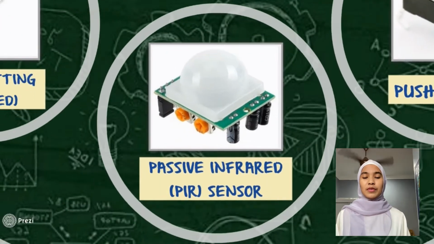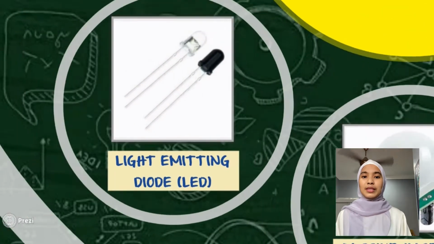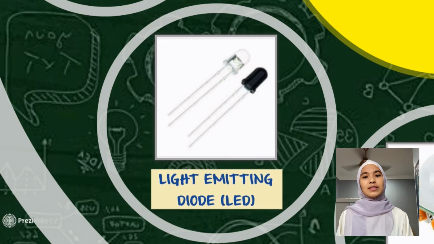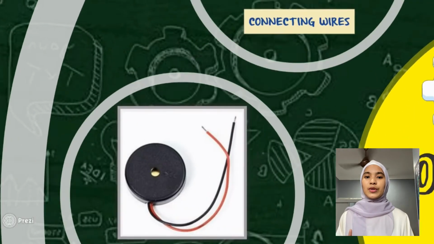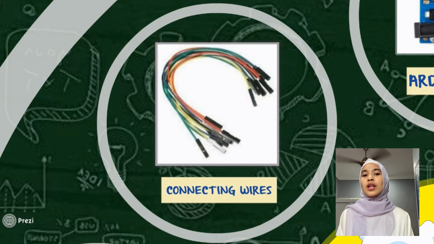Next, we have passive infrared or PIR sensor to detect motion. Light emitting diode or LED. For this system, we only use green and blue LED, where the green LED will light on when the correct password is entered, and if it is the wrong one, the blue LED will light on. Piezo sensor to produce sound, and last but not least, connecting wires, which allow the electrical current to travel from one point to another. That's all from me.